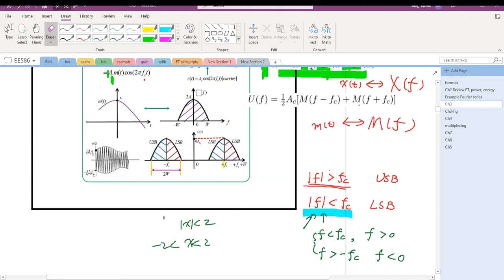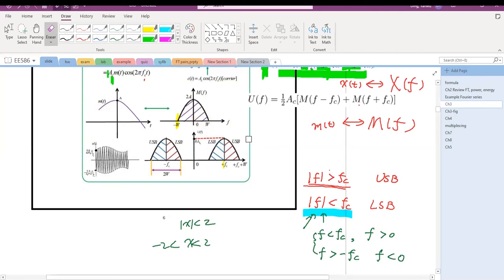So now let's talk about the bandwidth of the signals. For the bandwidth of the message signal, you can see here this is W, and this is minus W. The bandwidth for the message is W minus this DC. So the bandwidth is this much, that's W.